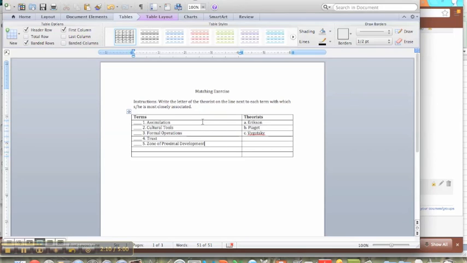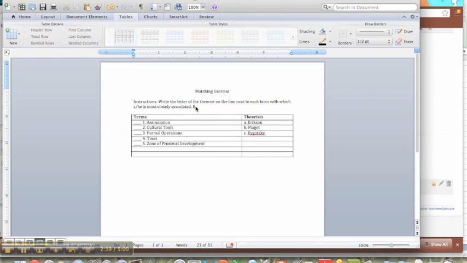Now, I'm not quite done because now I need to change my instructions a little bit. All I've said here is write the letter of the theorist on the line next to each term with which he or she is most closely associated. It does not say how many times I can use each theorist, and that's an important thing to include. So if I were to do just the first three items there, and then say each theorist may only be used once, then students could do the process of elimination.